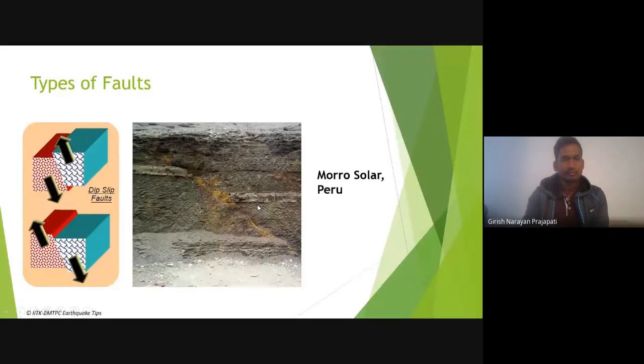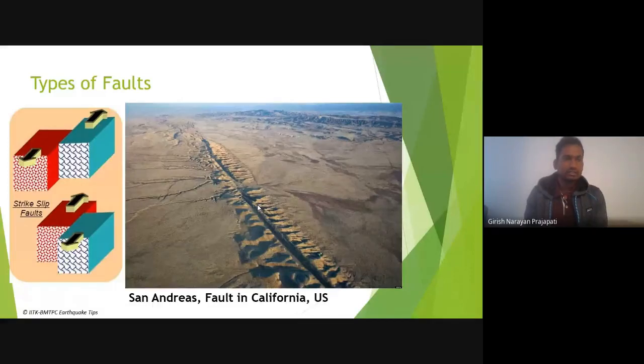Another type of fault is the strike slip fault. In this, the fault moves in a lateral direction. One example of this fault is the San Andreas fault, which is the only visible fault on earth. That fault is in California, US. You can see this fault with your naked eyes. There is a movie with the same name, San Andreas, starring Dwayne Johnson. You can watch that movie to better understand this fault.